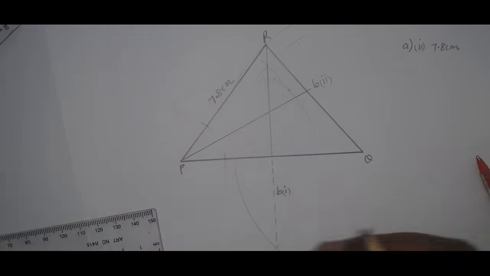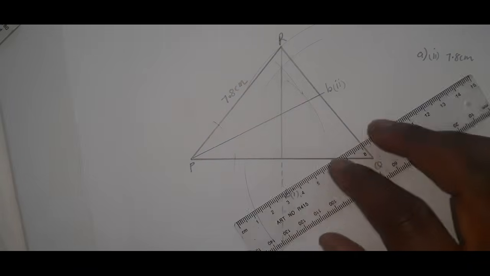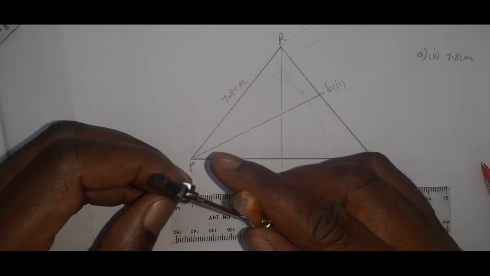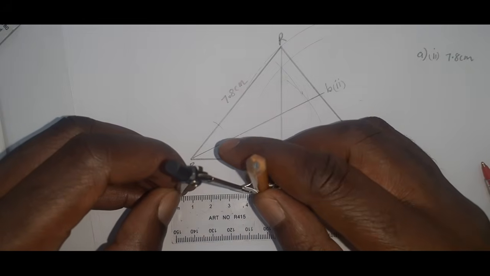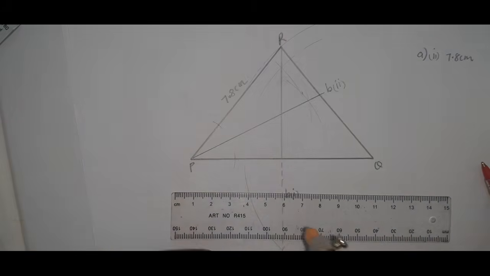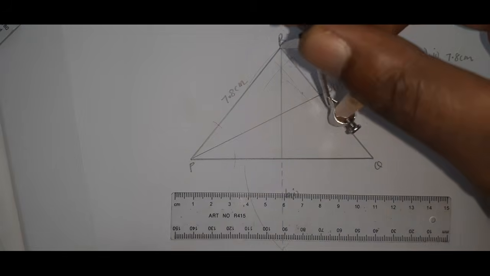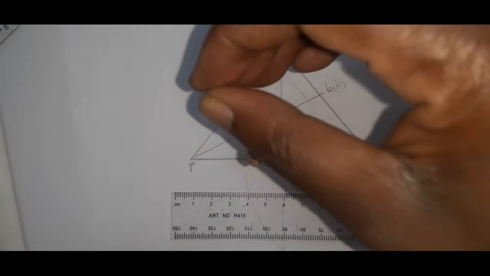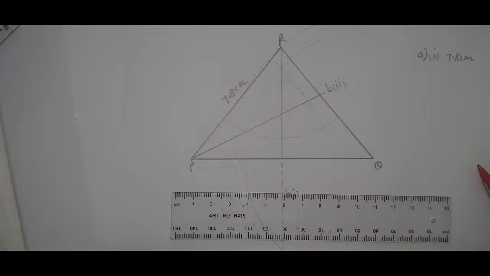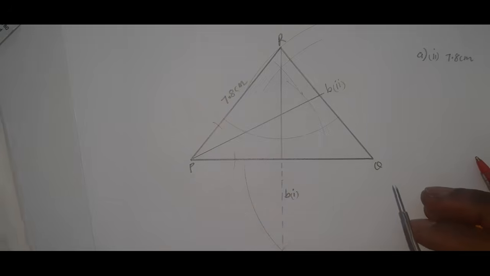Then we come to 5 centimeters from R. 5 centimeters from R. So we get our ruler and measure 5 centimeters, which is this one. This is our 5 centimeters here. So from R, then you do this one. Okay. That is that. We go to the next question.